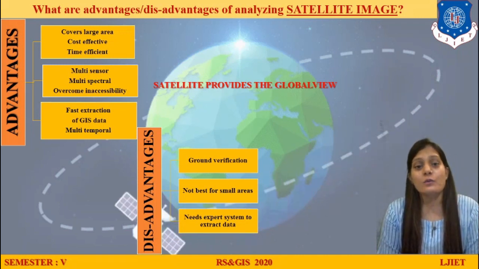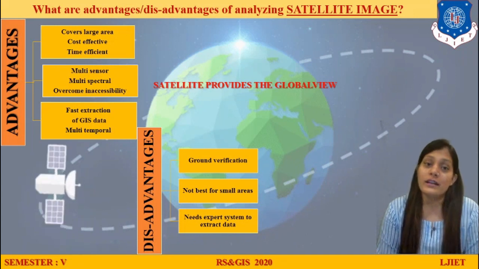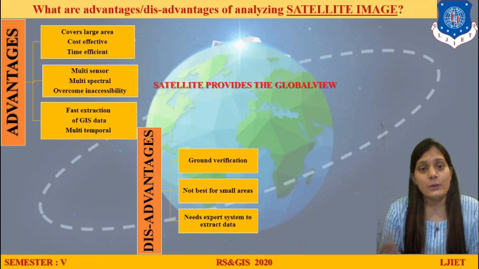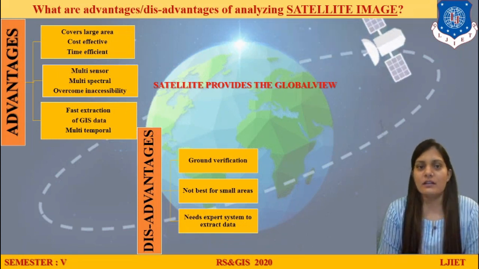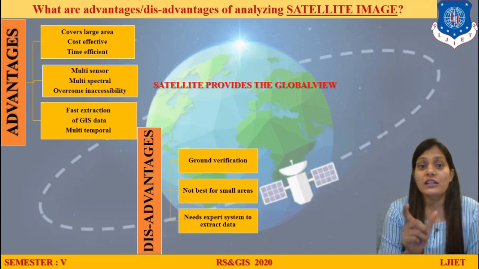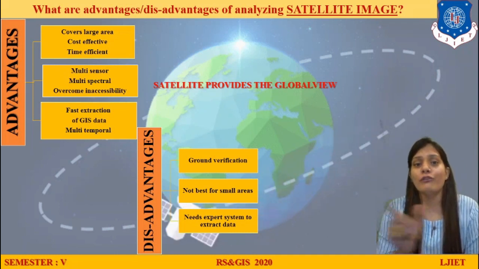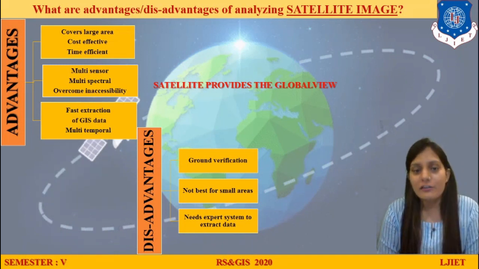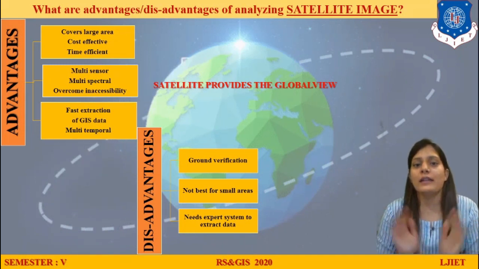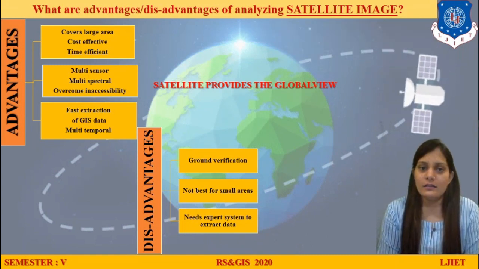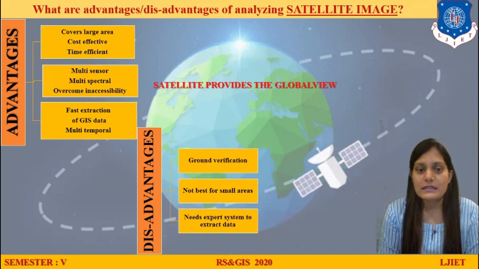That is why satellite images are more useful, and it is a very advantageous technique for us in day-to-day life. Similarly, this is the only technique which can give us a global view of the whole earth. The satellite provides a global view, meaning the whole earth can be seen as it is by taking images from the satellite sensors.